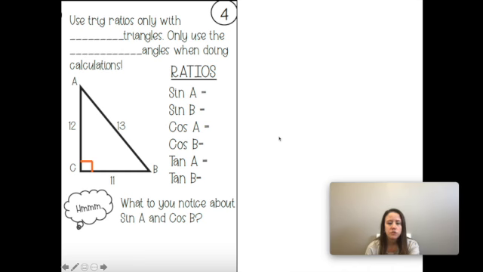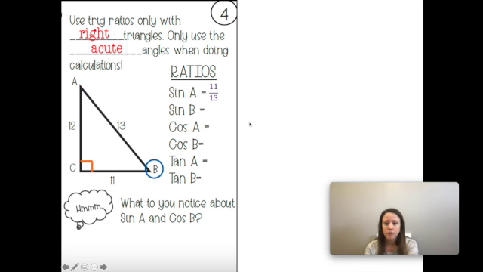Right? We use trig ratios only with right triangles. So if it's not a right triangle, we're not using this. We only use the acute angles when doing calculations. So for instance, we're going to go through all of these ratios. I'm going to try to do them as quick as I can, but still efficiently. So here's A. Across from that is the opposite. Across from the right angle is the hypotenuse. So sine of A is 11 over 13.